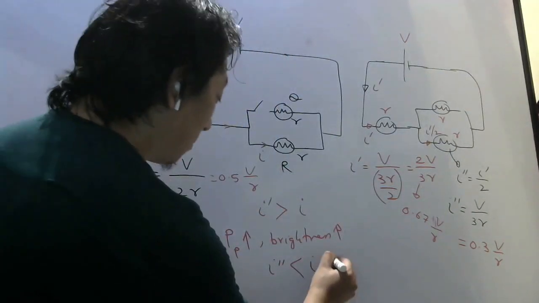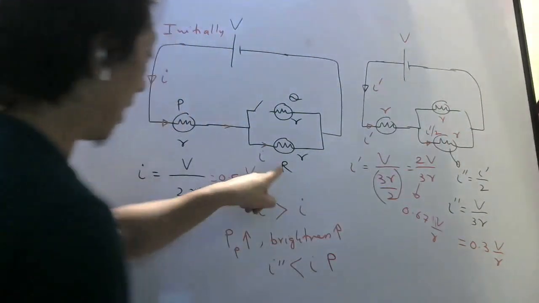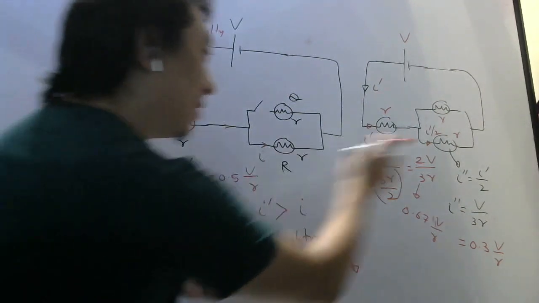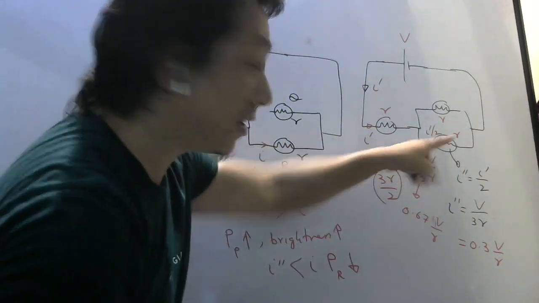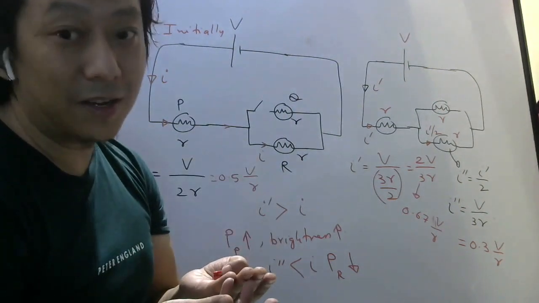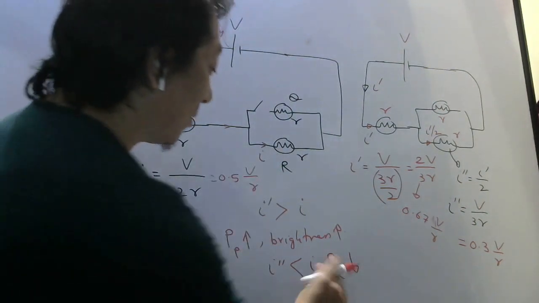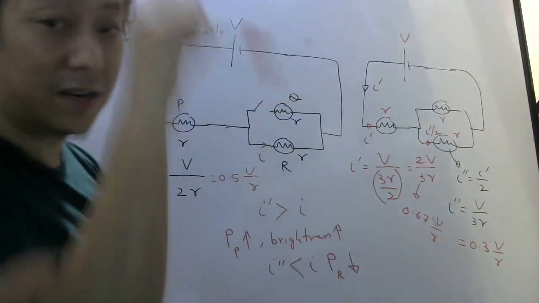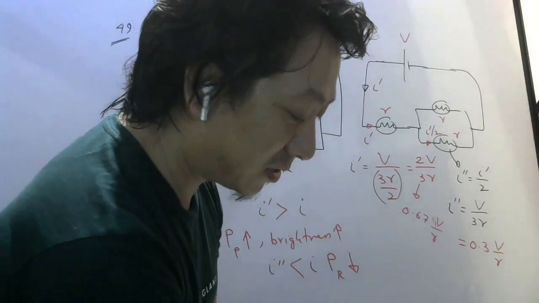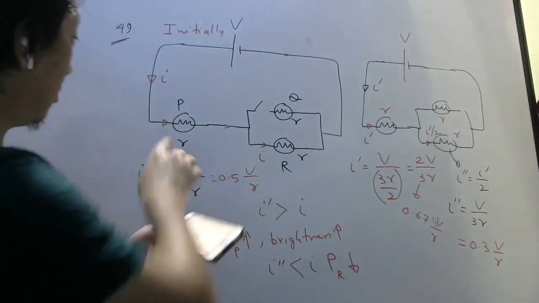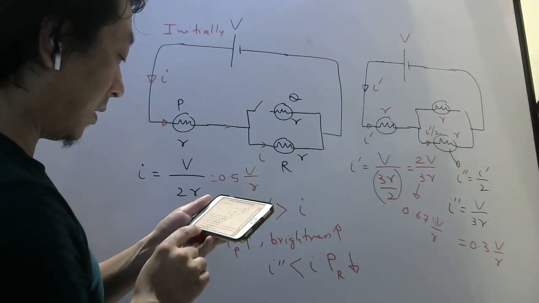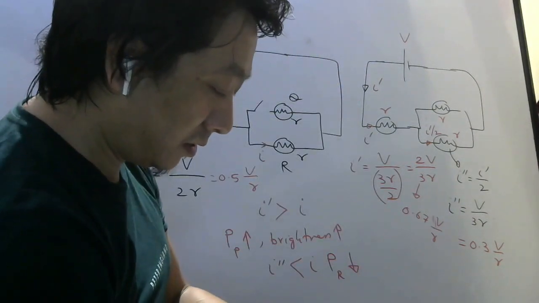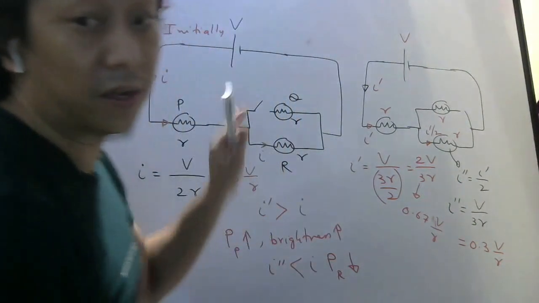That means power consumed by this bulb, which is R bulb, will decrease because resistance of this is R only, but current here has decreased. So if current decreases, I square R will also decrease. So power consumed by this bulb will decrease. So brightness of this bulb will decrease. So what is the right answer? Brightness of P increases, but that of R decreases. So option A. Please see this video once more so that you understand properly. This question you see once more.